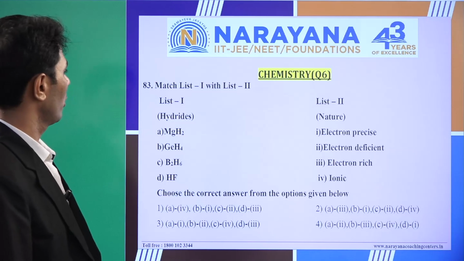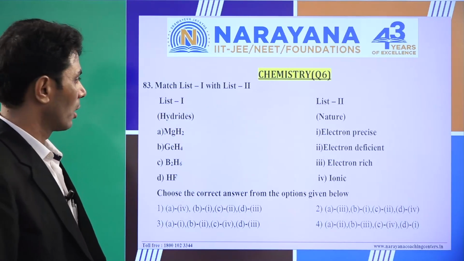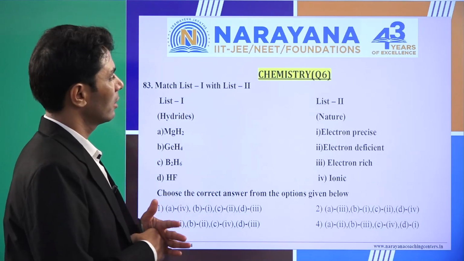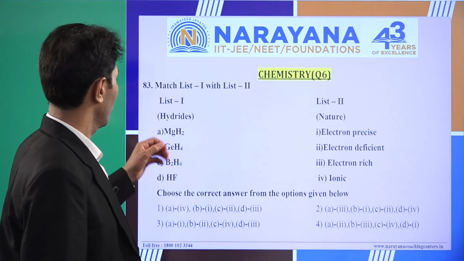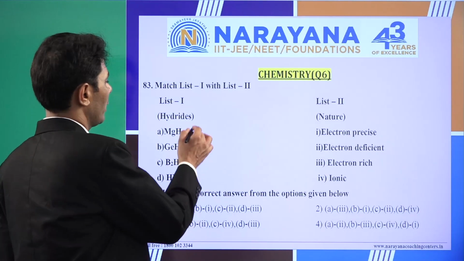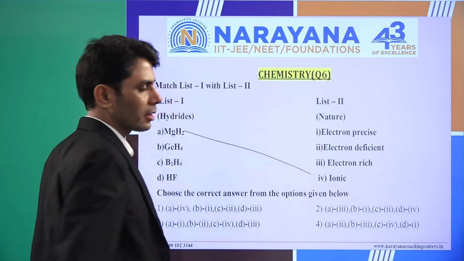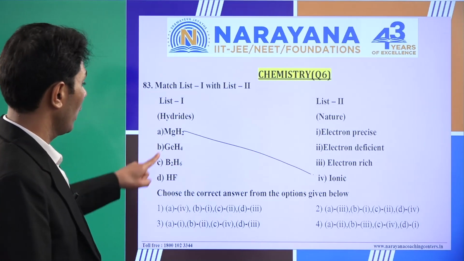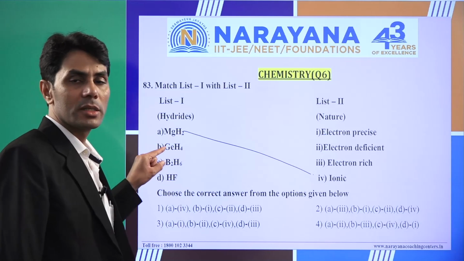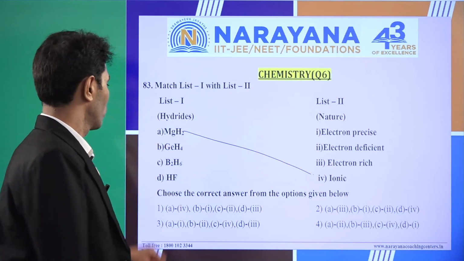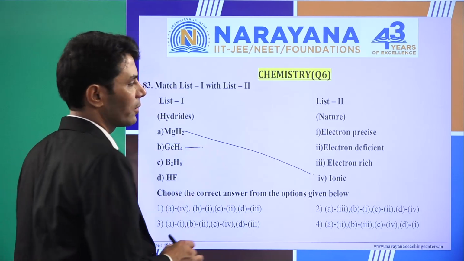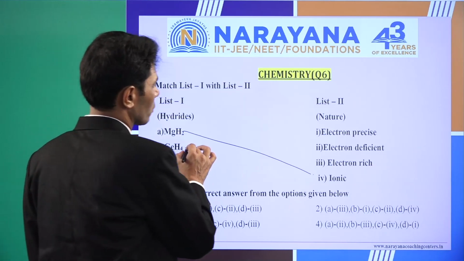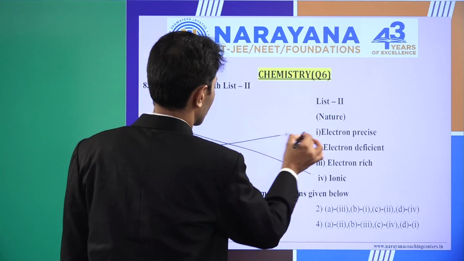The next one is we have to match column 1 with column 2. In the first list, they are giving hydrides, and in the second list, the nature of those hydrides. First, MgH2. It is a hydride, it is an ionic compound. You know it. Alkaline earth metal hydride is an ionic compound. Second thing, GeH4. Ge, germanium, is a carbon family element. So it is just an electron precise molecule, just like CH4.